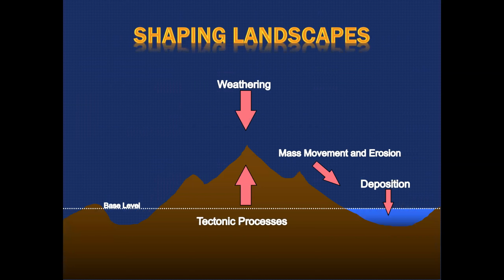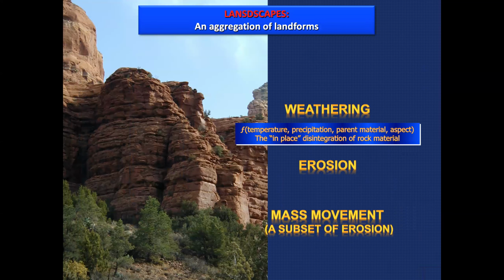So in the end, everything is either being built up by tectonic processes, or it's being weathered and reshaped by weathering, mass movement, and erosion. So there's a constant back and forth taking place between those two large scale events, which ends up shaping the land as you see it. Weathering is a function of temperature, precipitation, the material, and the angle, the aspect. And it's the in-place disintegration of rock material.